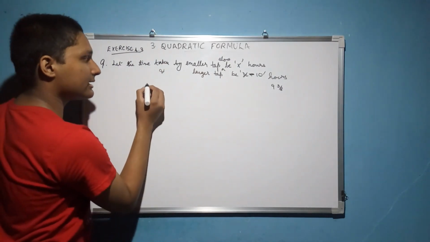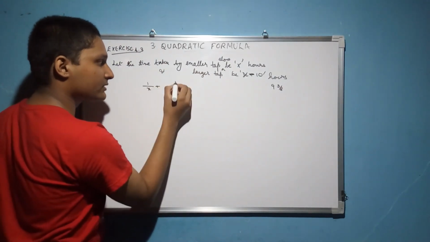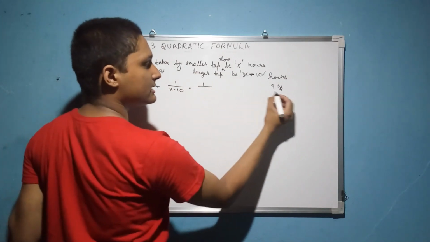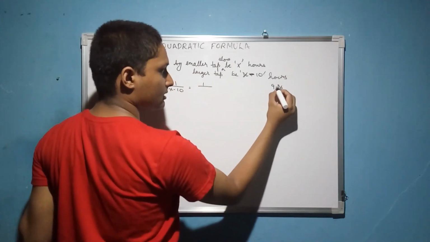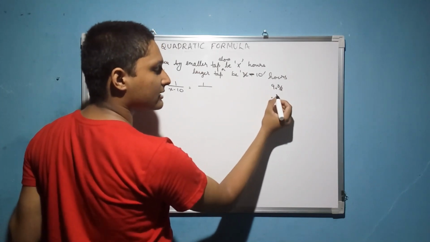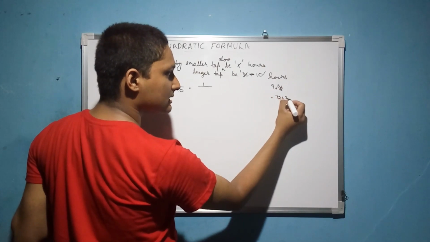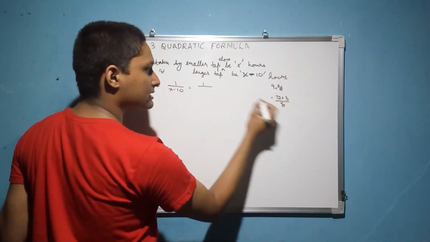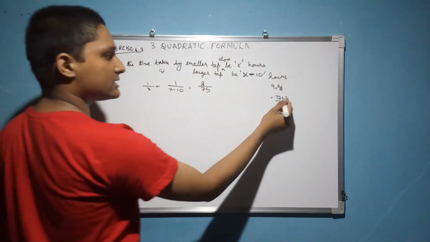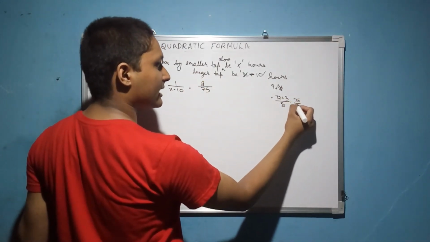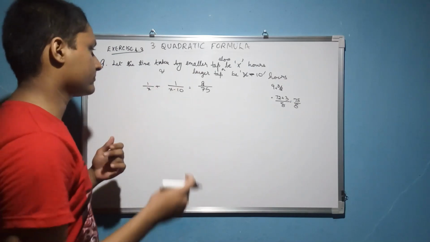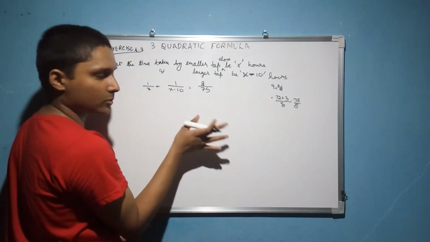So I can write that 1 by x plus 1 by x minus 10 is equal to 1 divided by 9 3/8. What is 9 3/8? It is 9 plus 3/8. 8 into 9 is 72 plus 3 divided by 8. So it is going to be 75 by 8. Reciprocal of what is this? This is 8 by 75. You need to find the reciprocal of that and equate it to this. So this is the formation of the equation.